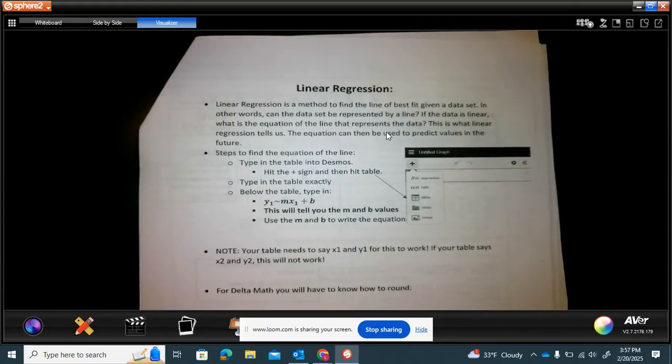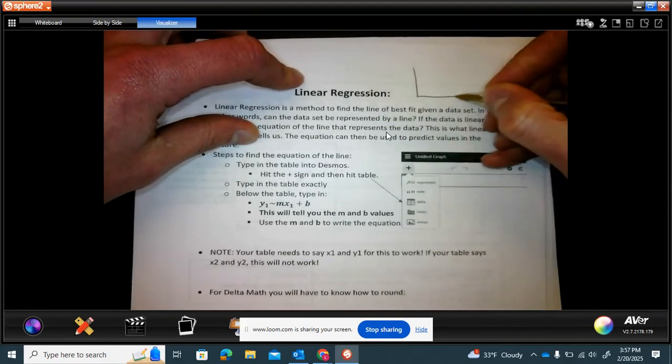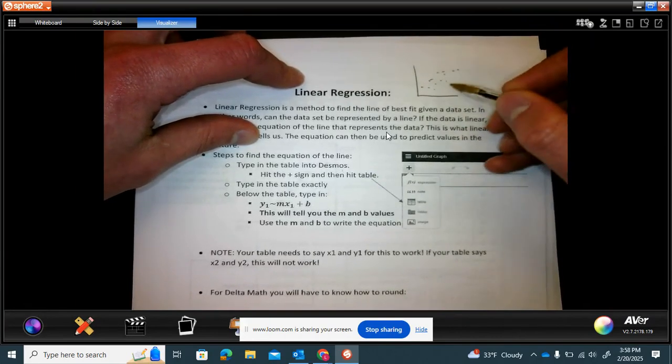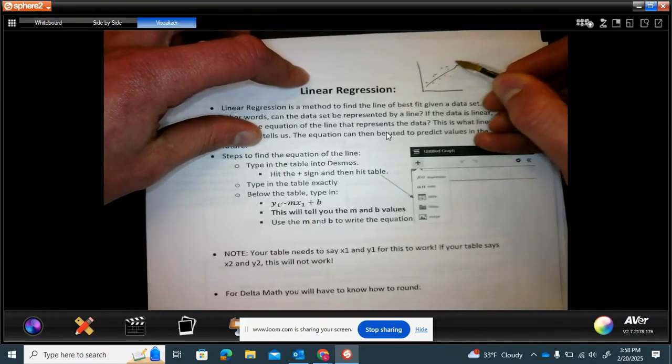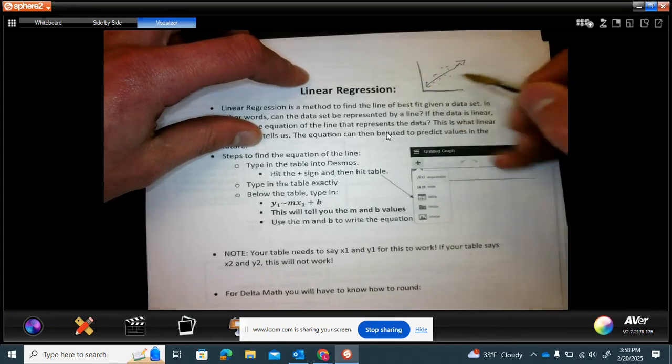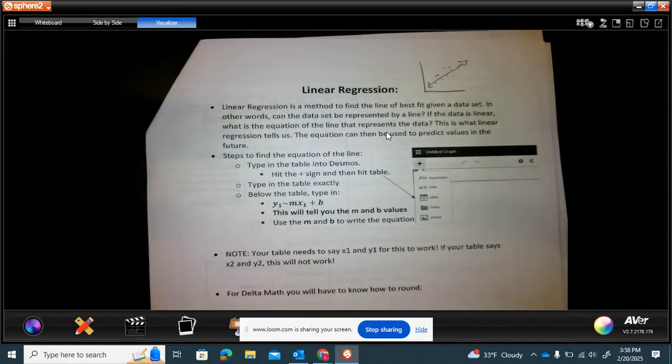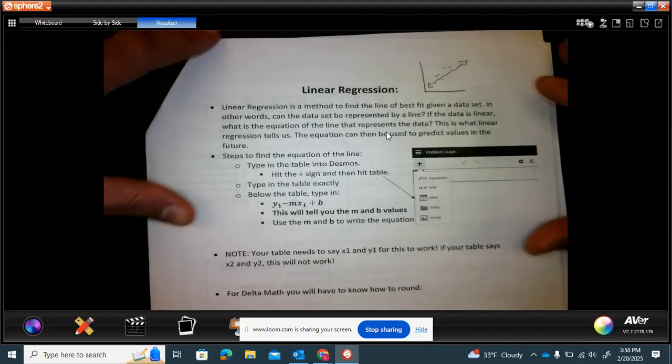Again, linear regression is a method to find the line of best fit given a data set. But it actually gives you a specific equation. So instead of, if you have a scatter plot, and you know that your line should be somewhere like that, but you don't actually know what the equation of the line is. To figure out what the equation of the line is for this unit, it will be okay if you use Desmos.